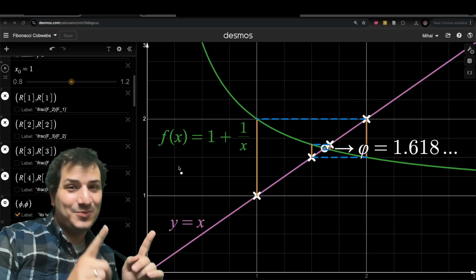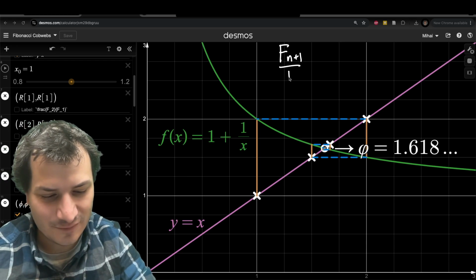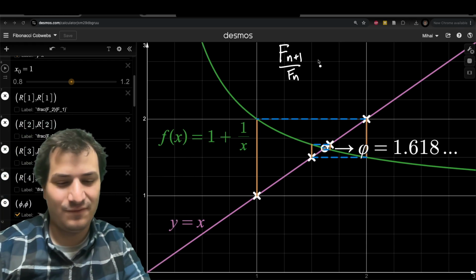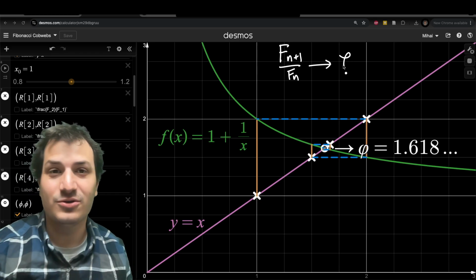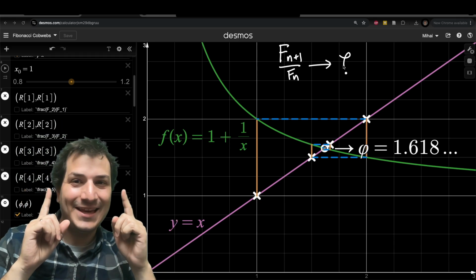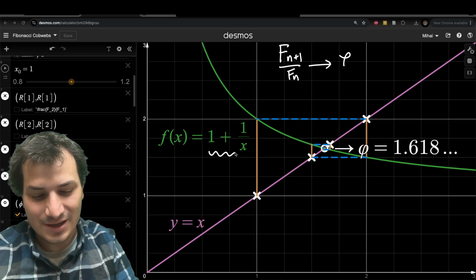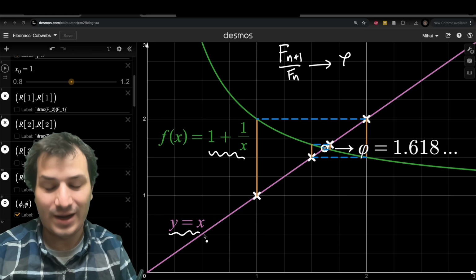Okay, so this Desmos page is my picture proof of why the ratio Fn plus 1 over Fn, the ratio of two consecutive Fibonacci numbers, gets closer and closer to the golden ratio phi. And so here's the picture proof. It is a cobweb diagram, I'll explain what that is in a second, between these two functions, 1 plus 1 over x and the function y equals x.